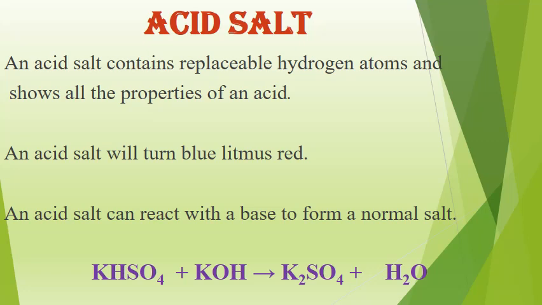So you can test with litmus an acid salt solution, not solid, it's an acid salt solution, which will turn blue litmus red. And an acid salt can react with a base to form a normal salt. Now there is still one replaceable hydrogen atom left. And why has this been formed? When you were carrying out the neutralization reaction, there was not sufficient quantity of base. That's the reason why partial replacement has taken place.